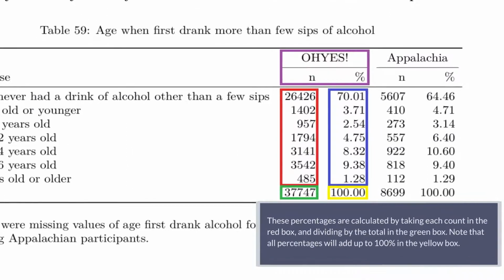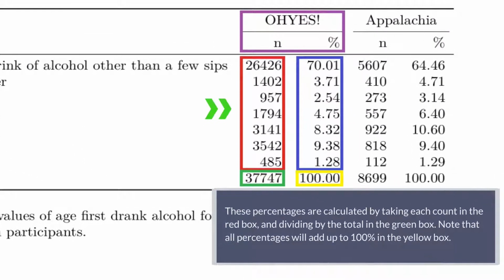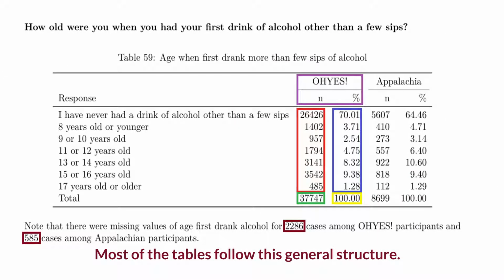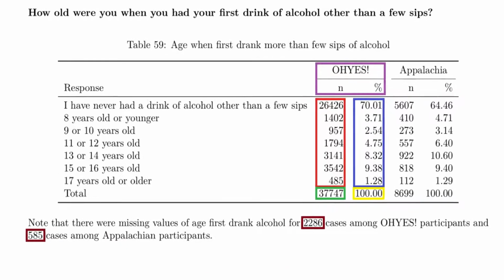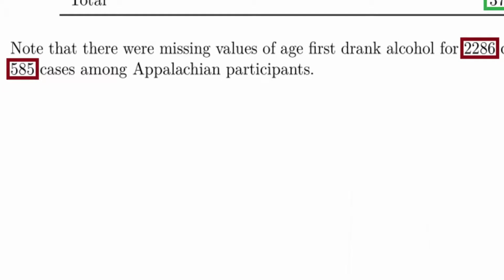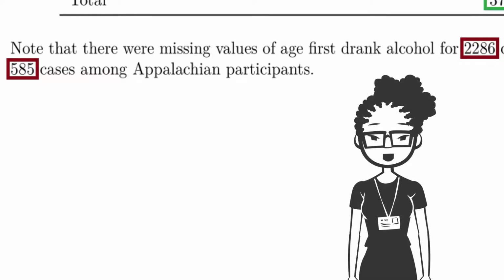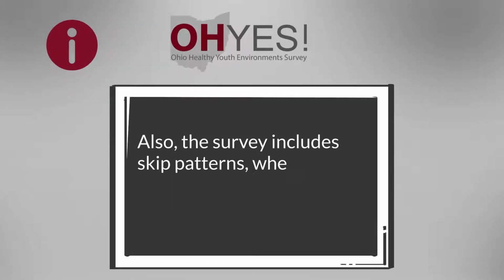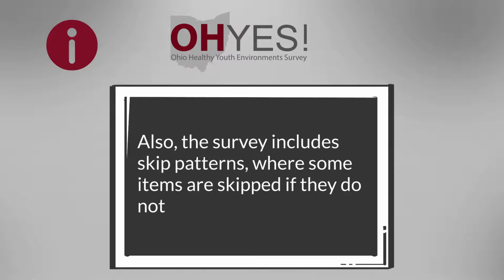The second column, in blue, indicates the percentage of students selecting each survey response. These percentages are calculated by taking each count in the red box and dividing by the total in the green box. Note that all percentages will add up to 100% in the yellow box. Most of the tables follow this general structure. The number of students who should have responded but did not are also listed for survey items in the brown boxes. Participation is completely voluntary, and participants may skip any item.